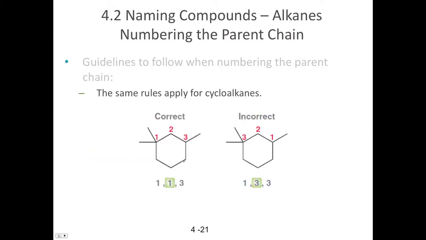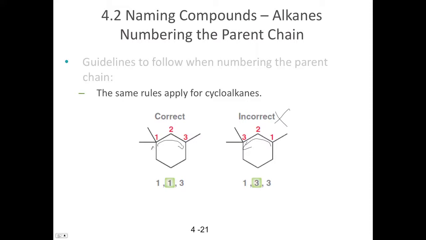The same rules apply for cycloalkanes. So the correct thing here is a 1, 1, 3 substitution pattern versus a 1, 3, 3. So you start numbering from here to here, not from here to there. That's wrong. And there's also one more thing I want to show you.